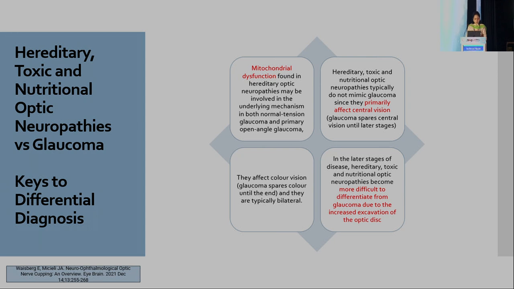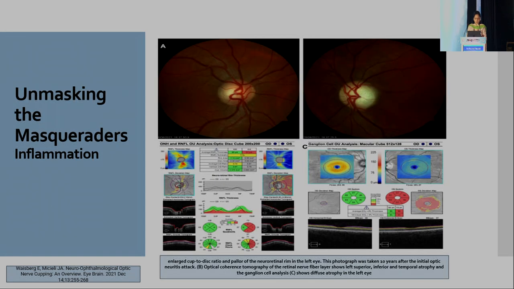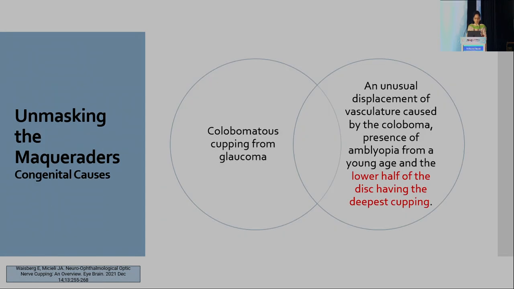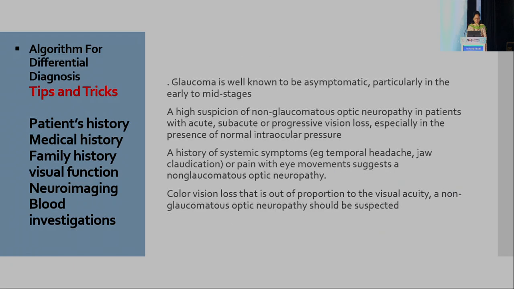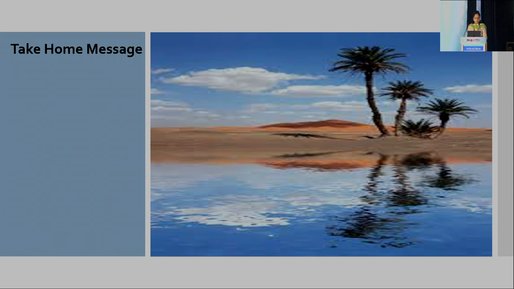So yes, they are difficult to differentiate from a glaucomatous cupping, but only if we take a proper history can we come to a conclusive diagnosis. And with that, I conclude, just sharing some tips and tricks: only if we take a proper patient history, an algorithm can be set to make a differential diagnosis with proper visual functioning, neuroimaging, and blood investigations if need be. So the take-home message would be that diagnosis is seeing in totality. It should not come as a mirage, seeing and making a diagnosis.